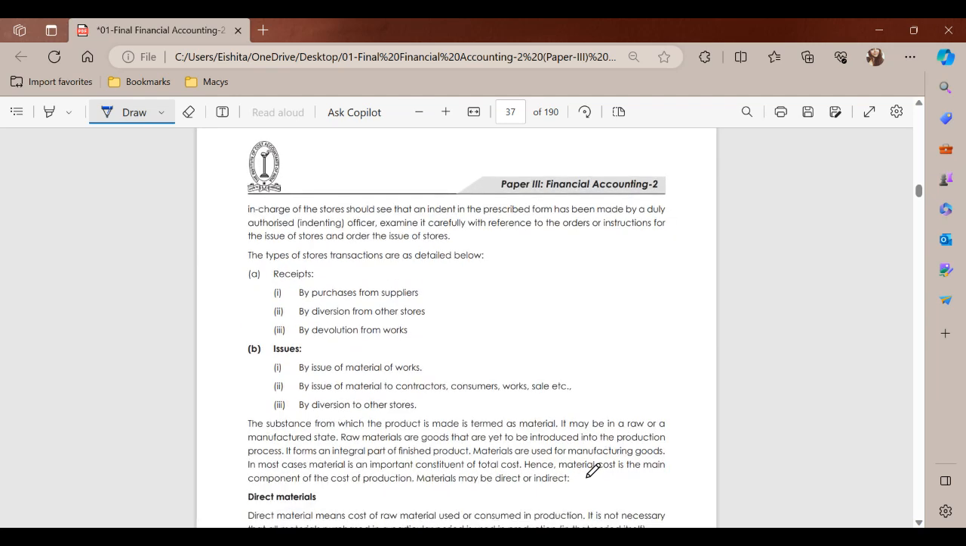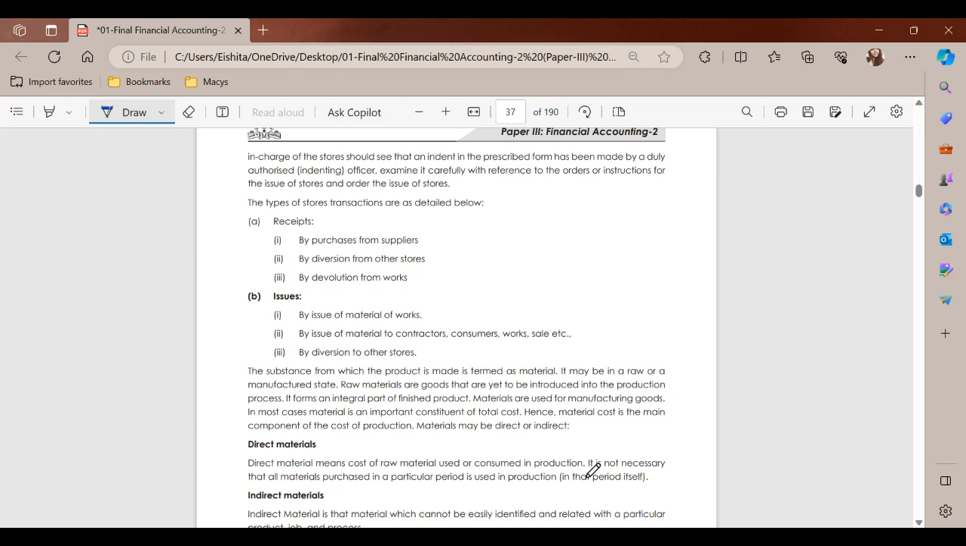Issues may be by issue of material. Second, by issue of material to contractors, consumers, works, sales, etc. So depending upon the usage, you will cut the invoice or the respective BOT. And third is by diversion to other stores.